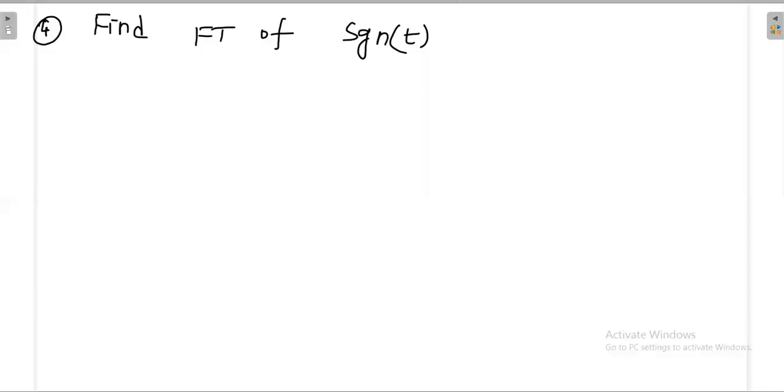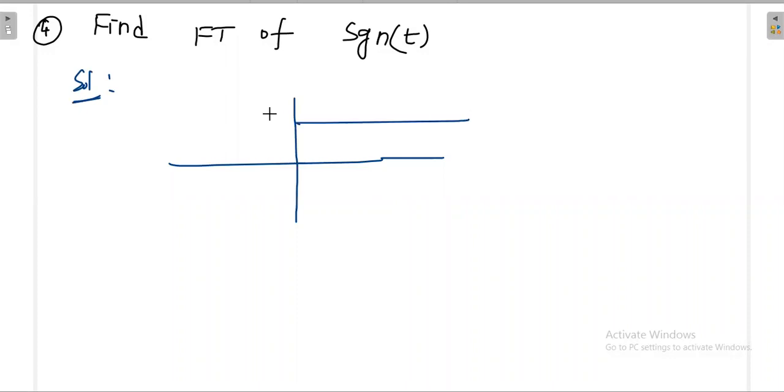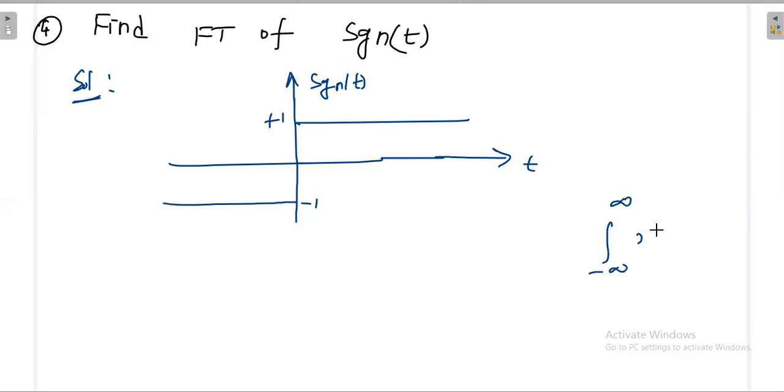Next, find the Fourier transform of the signum function. Sgn of t is +1 for the positive time period and -1 for the negative time period. This is the nature of the signum function. Again, from this diagram itself, it's evident that it is not absolutely integrable. If you calculate the integral from -infinity to +infinity of |x of t| dt, it will go to infinity.